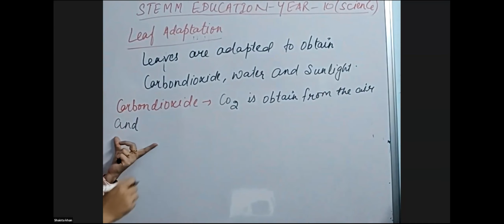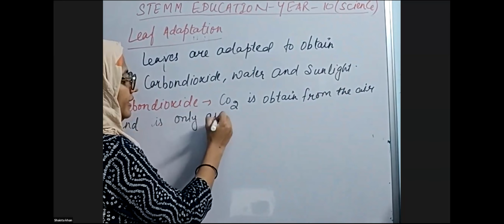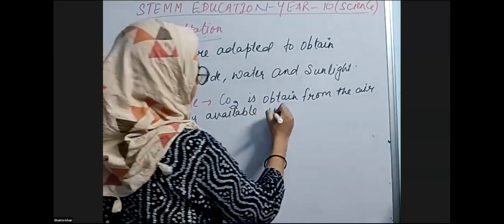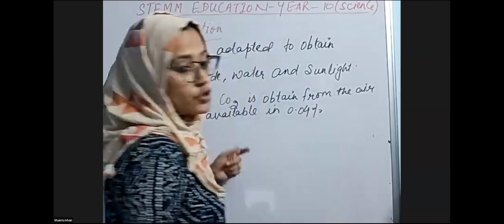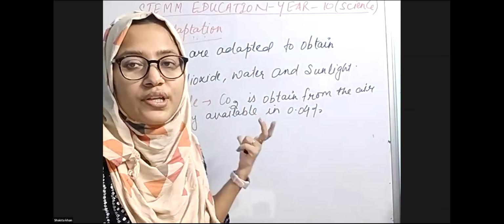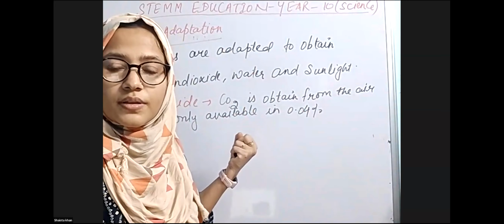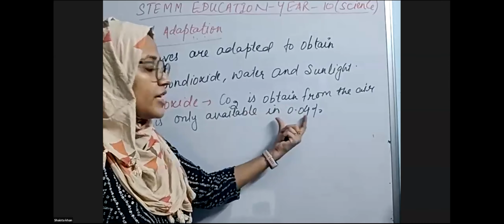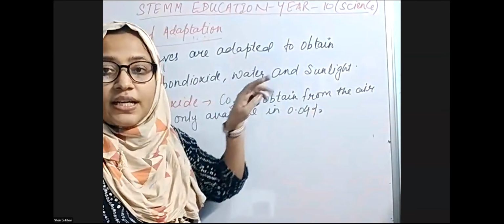But you know what? It is only available in 0.04% in our atmosphere. Do you know that carbon dioxide is available only in 0.04% in our atmosphere? Carbon dioxide is only present at 0.04%, but all plants are getting carbon dioxide from the air.